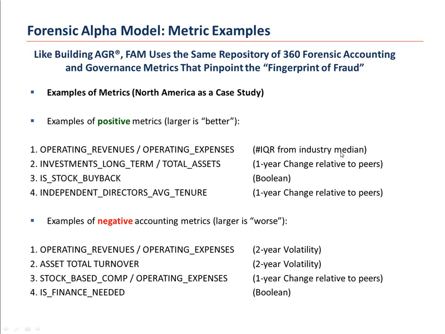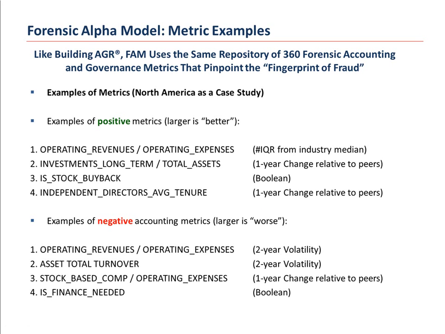Not a huge surprise. Another example is long-term investments over total assets. If the 1 year change relative to a peer group and then bifurcated by size is larger, the better it is for stock returns. On the governance side, we have some Boolean metric operations. If there's a stock buyback, it turns out that silly little metric actually does have a little bit of information for stock returns, believe it or not. A slightly more involved governance metric would be the independent director's average tenure, the 1 year change relative to the peers. If that number is growing, if the 1 year change is large relative to peers, that actually benefits stock returns.